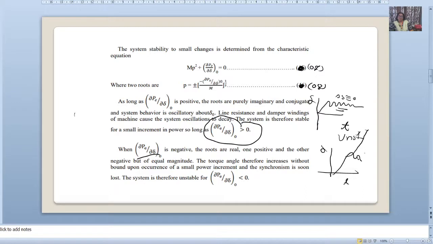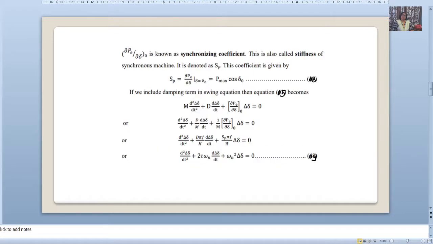Here it is, if it dies out then it is stable. In this case, it will be unstable when delta P upon delta del is less than 0. This is called the synchronizing power coefficient. We have already seen this, but we are revising it. It is also called the stiffness of the synchronous machine. It is denoted by SP.